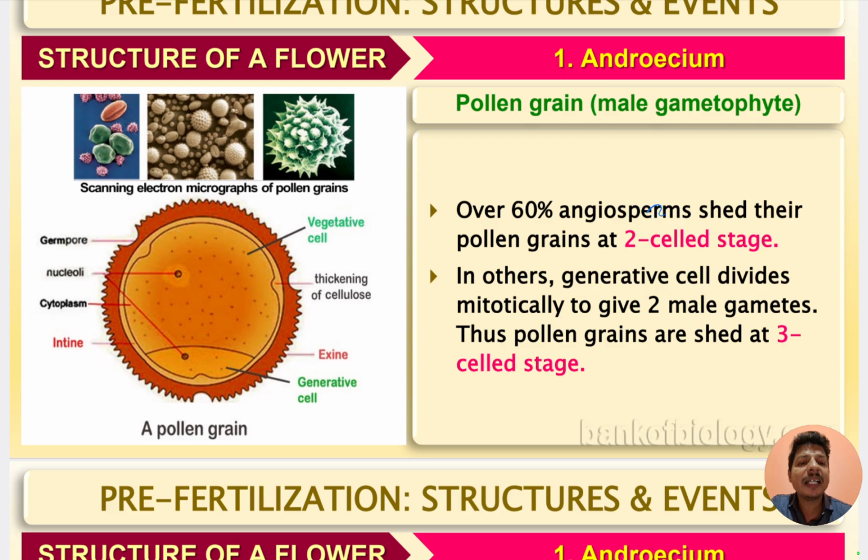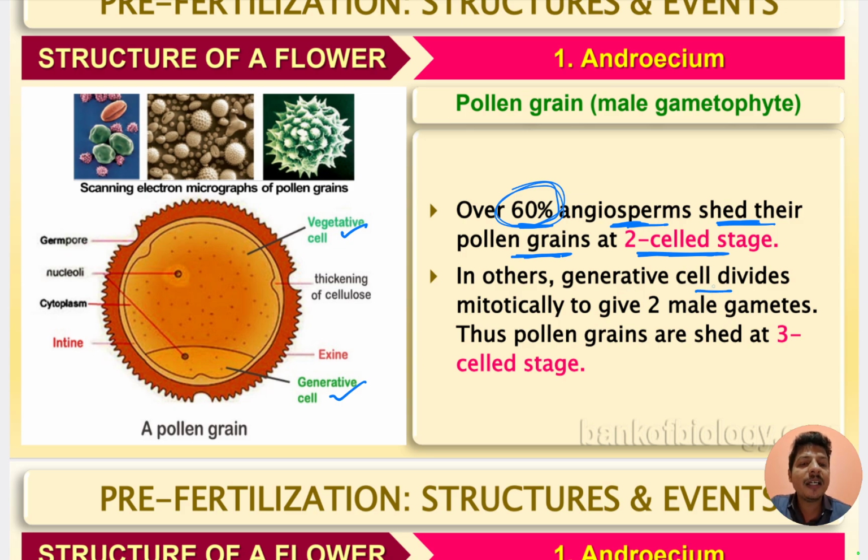Over 60% of angiosperms shed their pollen grains at the 2-cell stage. Remember the term: it means when the pollen grain has one vegetative cell and one generative cell, in over 60% of angiosperms, the pollen grain is matured and comes out from the anther.